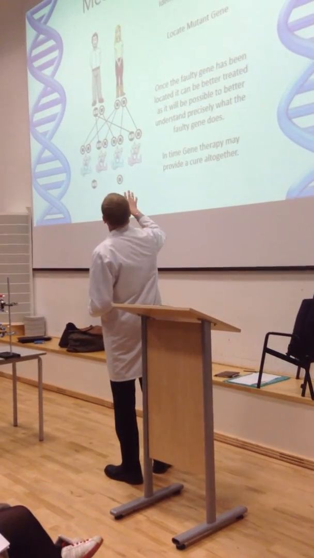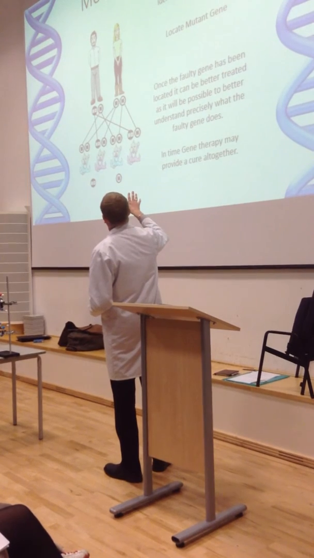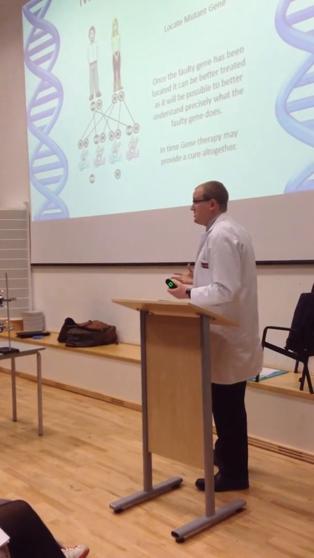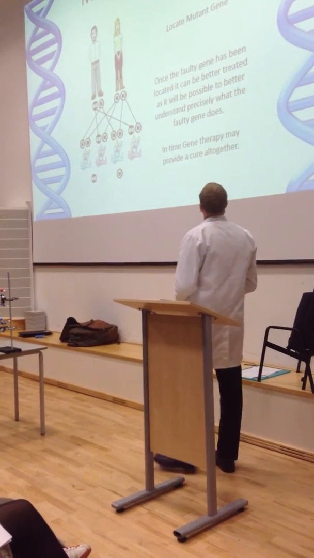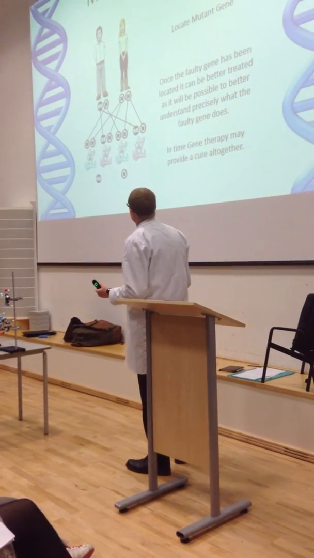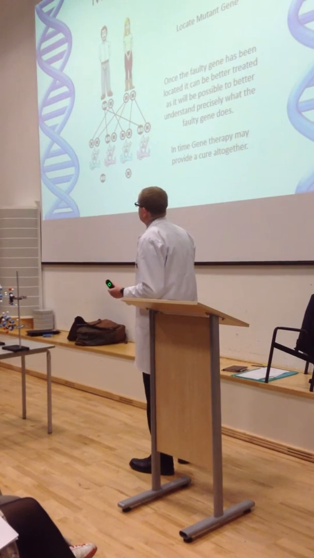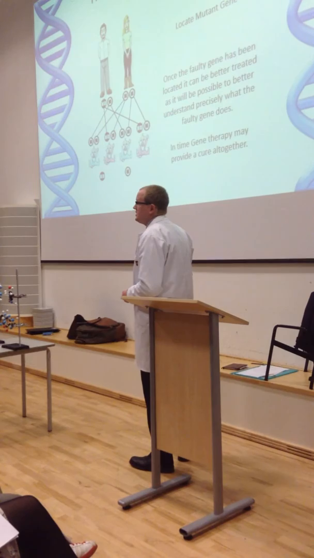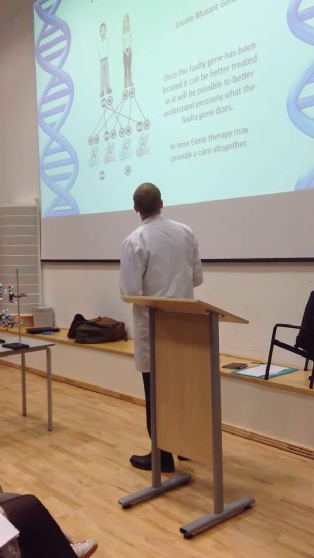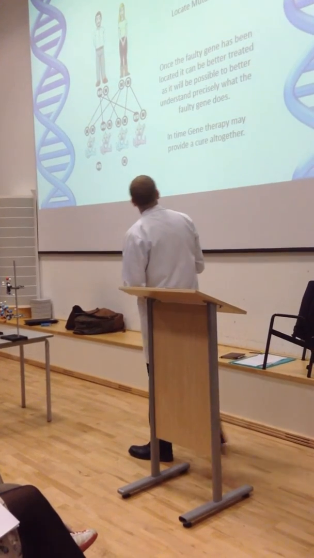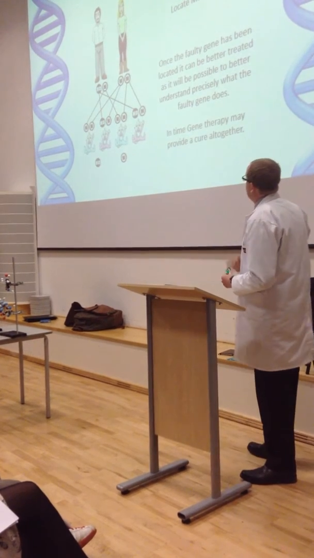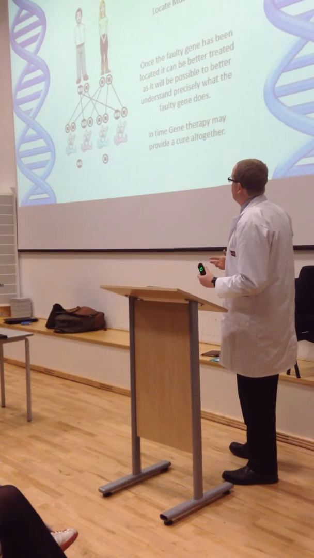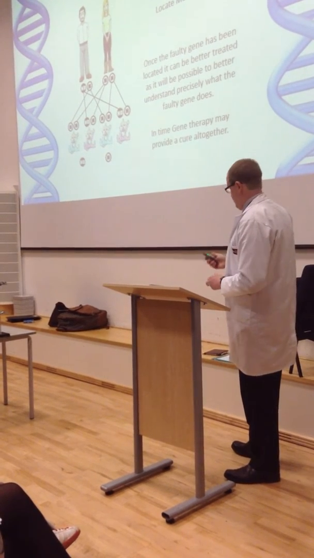So once we can identify these genetic disorders through things like inheritance studies, and then compare those inheritance studies to sequenced DNA, which is something we are capable of doing now, we can identify illnesses that have genetic causes, and we can locate the specific mutant genes that are causing them. Once the faulty genes have been located, you can start treatment earlier. And over time, we're developing gene therapy, which hopefully will provide a cure altogether.